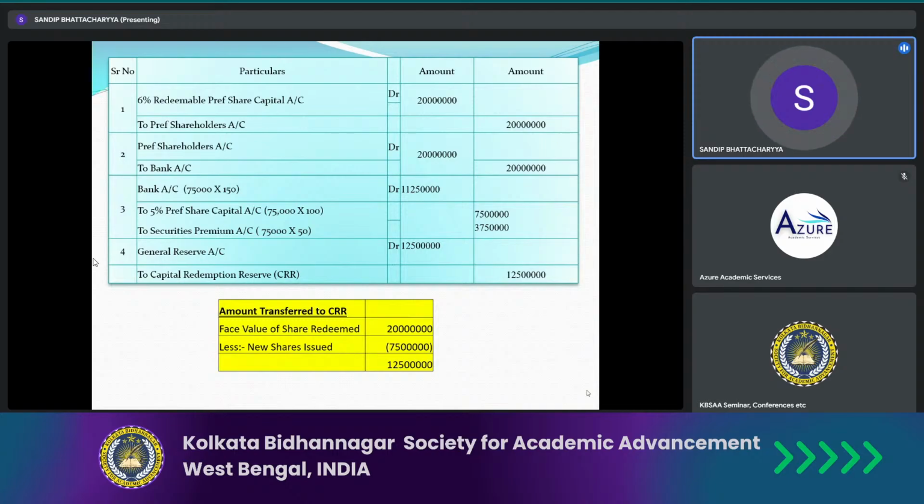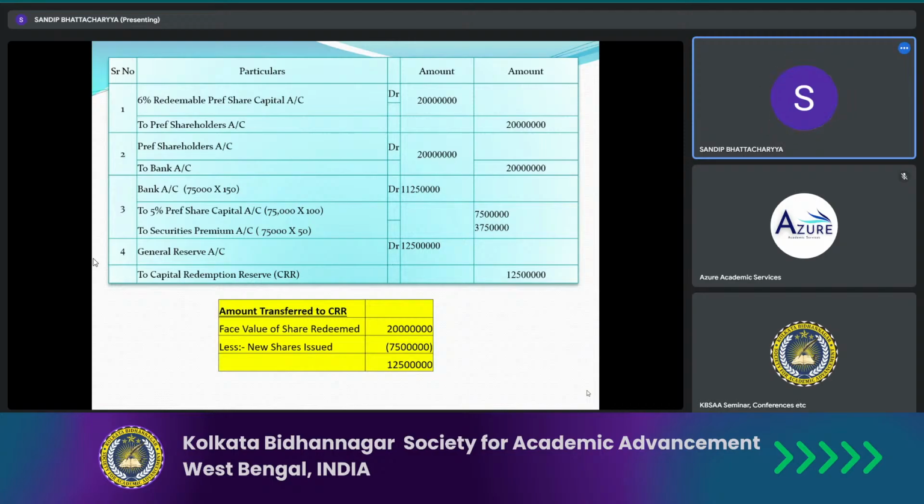How much amount is transferred to capital redemption reserve? That is the face value of shares redeemed. How much is the face value of shares redeemed? That is rupees 2 crore. What is the new issue of shares? That is the face value of rupees 75 lakhs. So how much amount is transferred to CRR? That is 1 crore 25 lakhs. And this 1 crore 25 lakh must be fetched out from the free reserve. But as you know, in this sum, no other free reserves are available, so we simply fetch out the amount from the general reserve category.